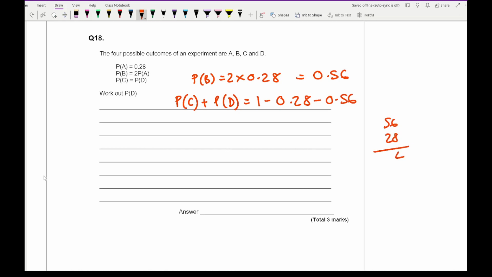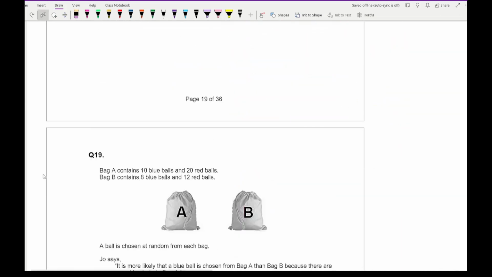And if I do that calculation, let's just quickly do that here. I've got 0.84, so the probability that's left is going to be 0.16. And if I divide that by 2, I get 0.08. Then moving on to question 19, which is our last question.